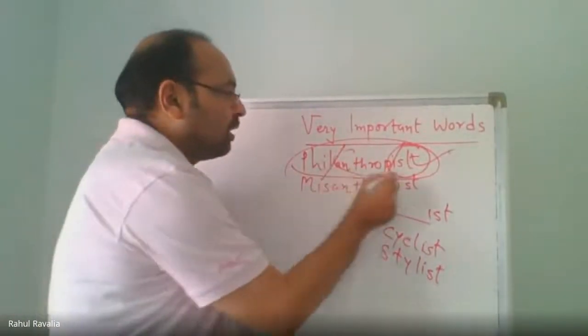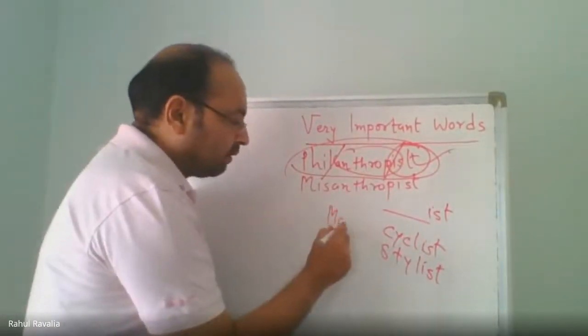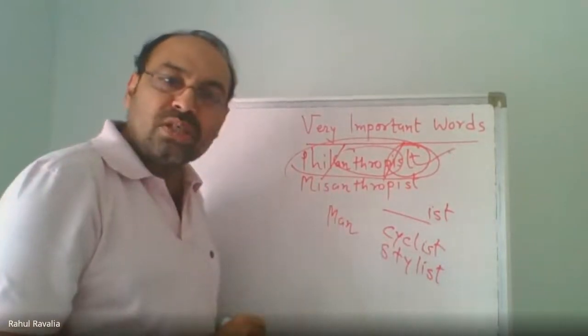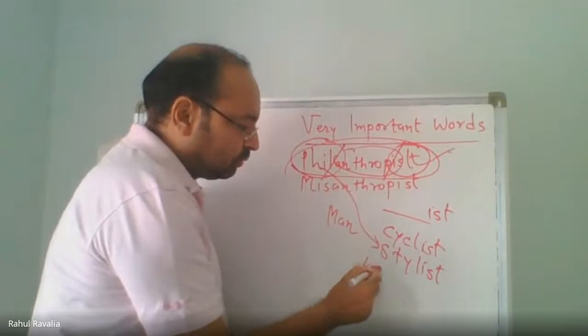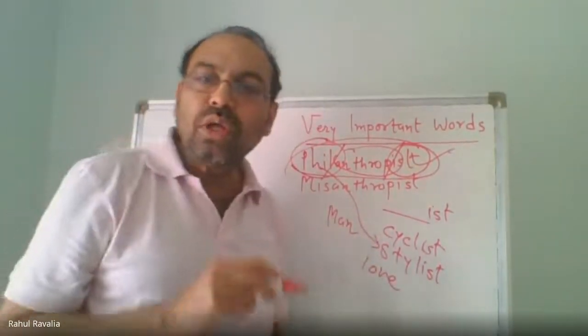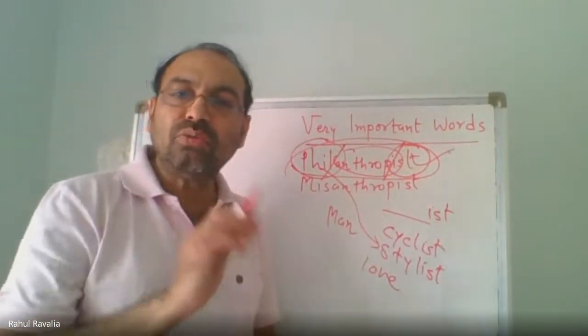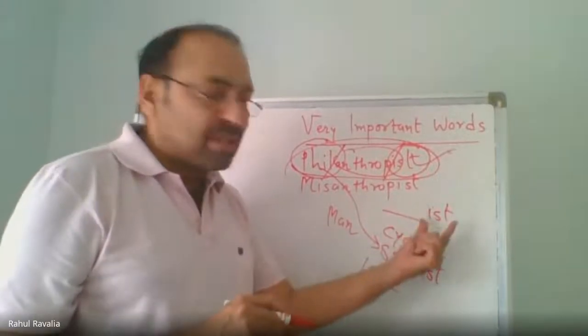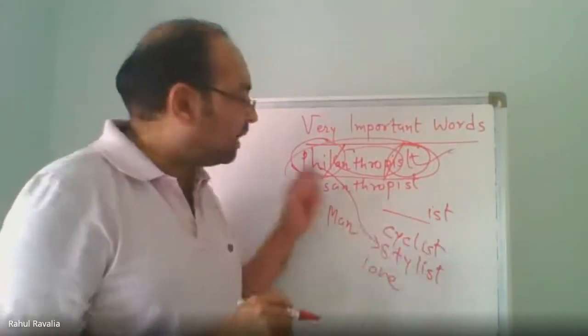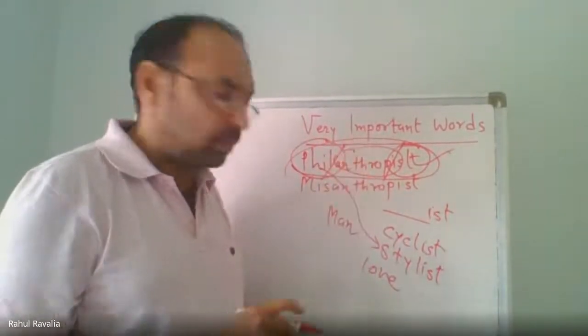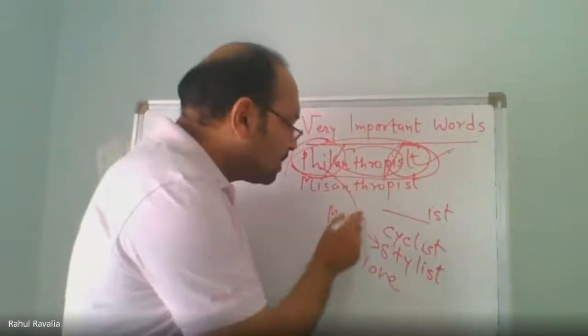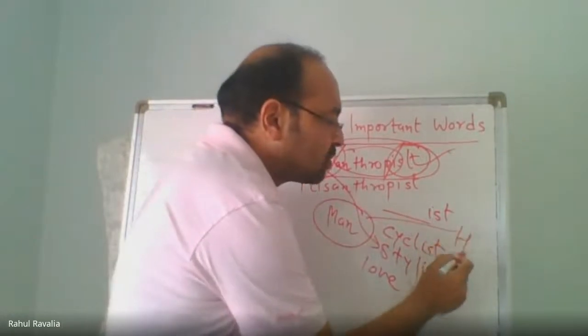Now anthrop. Anthrop means man. Anthrop means man. And phil means love. So when you love mankind, it is called philanthropist. You are a person who loves mankind, then the word should be philanthropist. Remember, anthrop means man. Anthrop means human race.